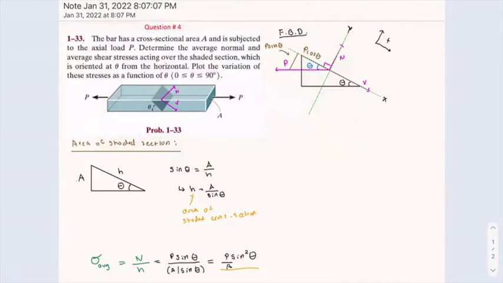So with our free body diagram, we can use our equilibrium equations in y and x to solve for N and V. So N, our normal force, is equal to P sine theta, and V, our shear force, is equal to P cosine theta.